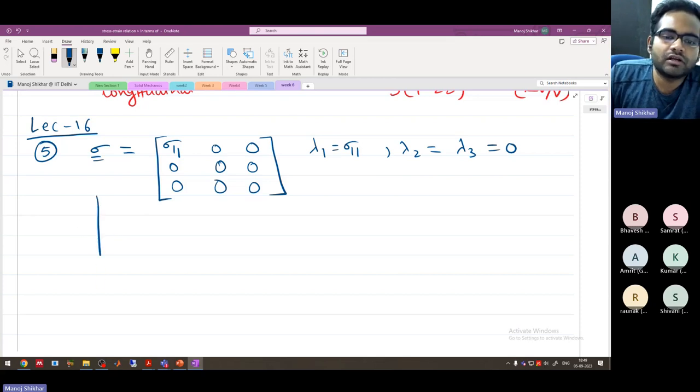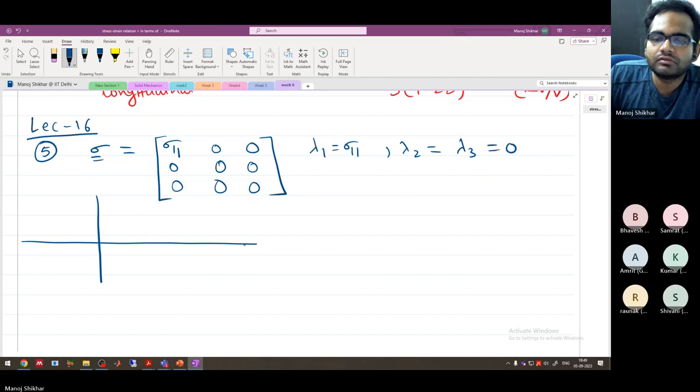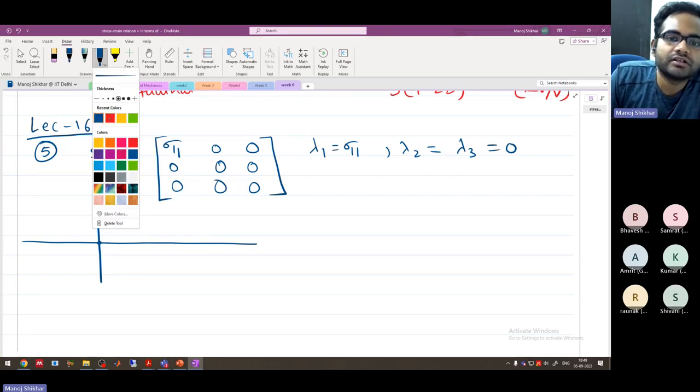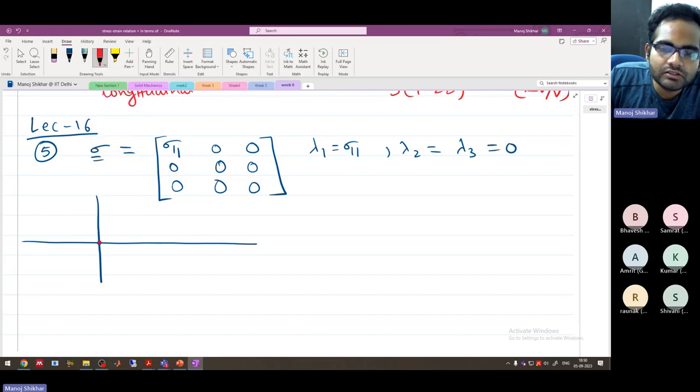Now, to draw the Mohr circle, what do we do? Suppose this was sigma xx, sigma xy, sigma xz, and so on. We plot sigma yy. In this case, sigma yy is 0. Maybe I should change the color here so that we can visualize. So this is sigma yy. Then we plot sigma xx, so sigma xx and sigma yy.